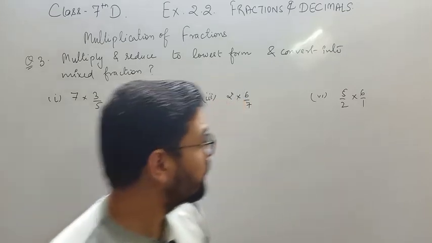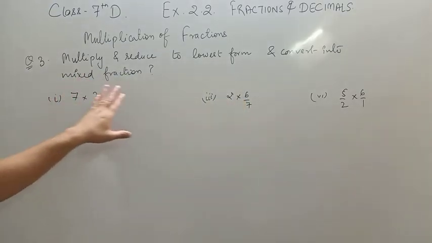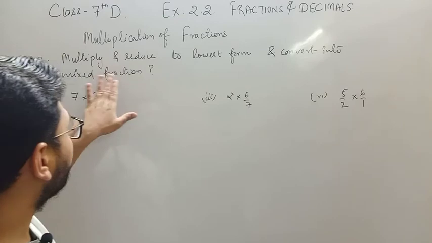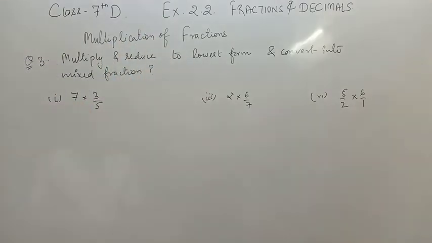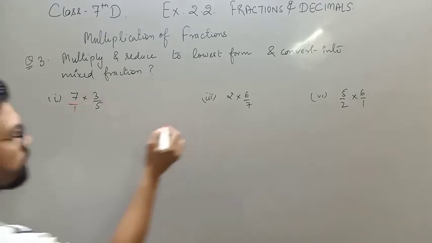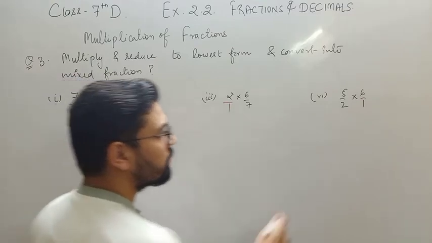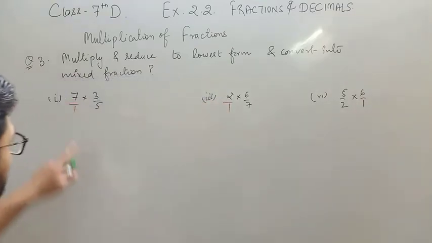Okay, so multiply and reduce to lowest form and convert into mixed fraction. This is nothing but the multiplication of fractions. Now one student said, sir, how is 7 a fraction? So 7 can be written as 7 upon 1, 2 can be written as 2 upon 1, like 6 upon 1. So these are the two fractions.